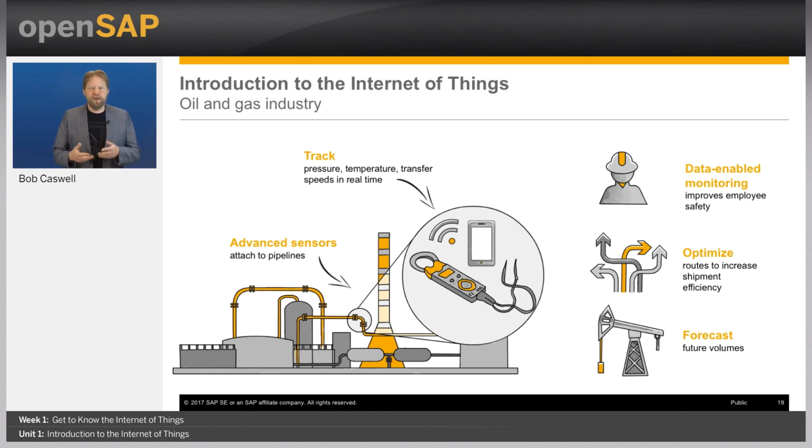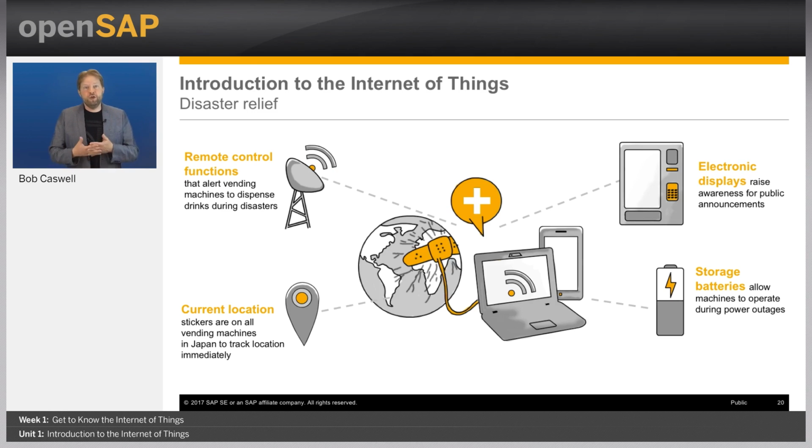And speaking of disaster, it's really not the most enjoyable topic of conversation, but natural disasters do happen, and it's something humanity has to deal with every year. The good news being that the Internet of Things is here to help in those moments of crisis. So in one example, you can see here, remote controls alert vending machines to tell them to dispense drinks and snacks freely during disasters. And the electronic displays on these vending machines can be repurposed and can provide public announcements with helpful details on where to seek help close by. I really like this example because it's really IoT at its best.